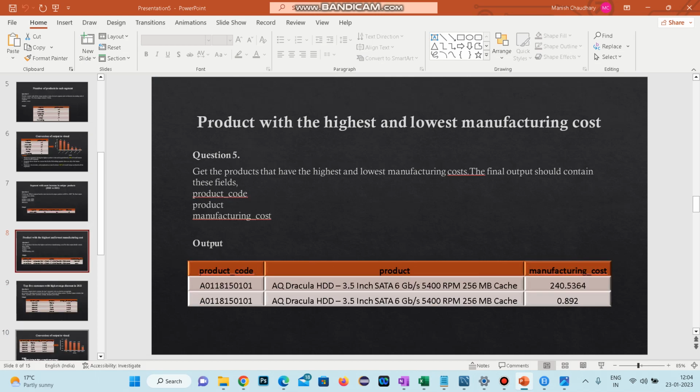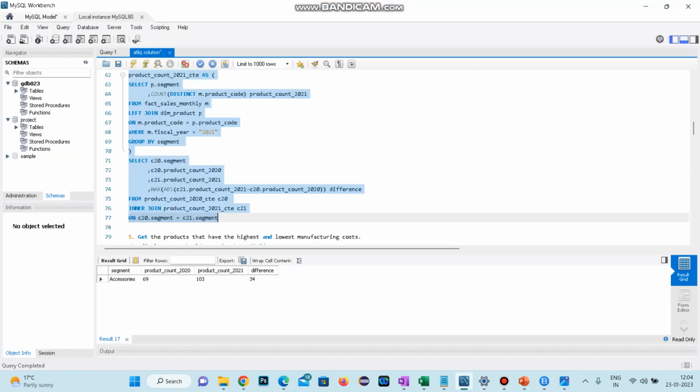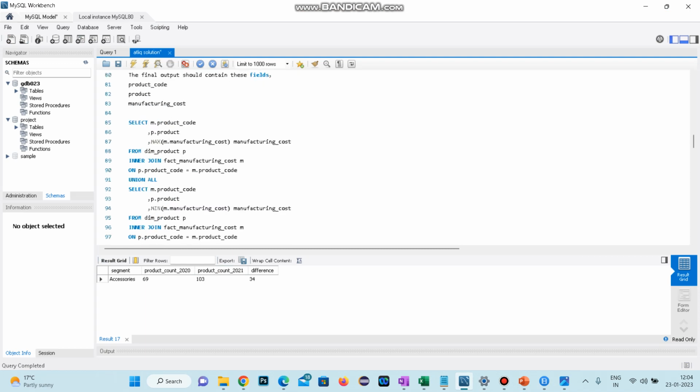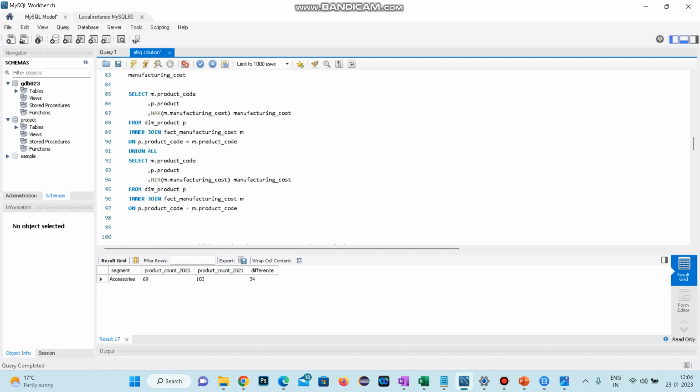Now we want the products with the highest and lowest manufacturing cost. For this I have written the query as: select product code, product and max manufacturing cost. These are in separate tables, so we will join the tables. For one query we are finding the max, and for another query we are finding the minimum, and I'm doing a union all so that we can get both of them in the same column.